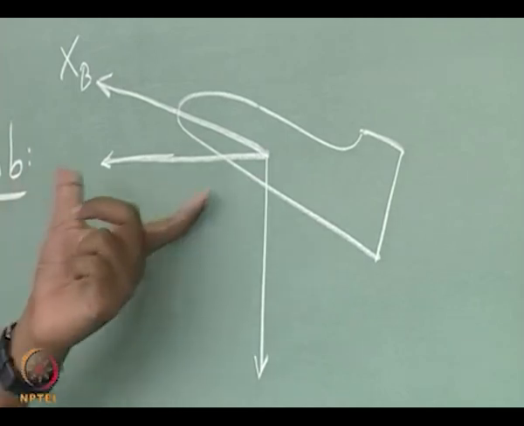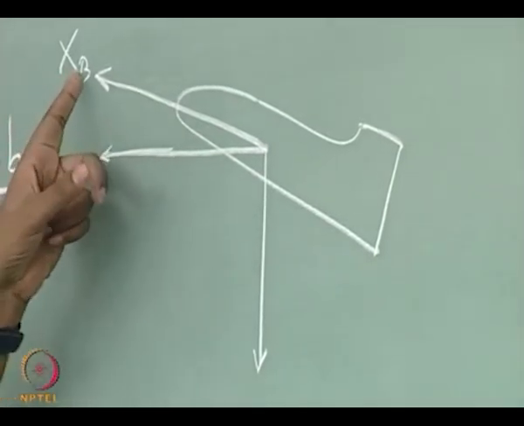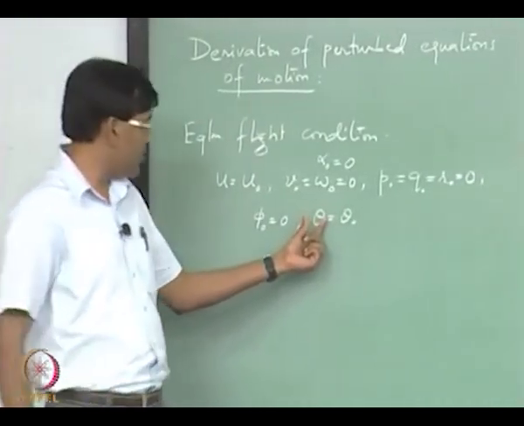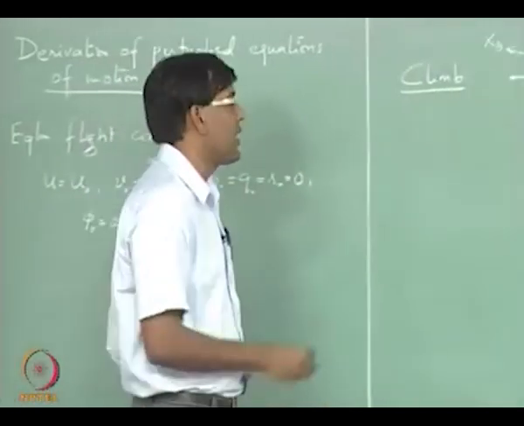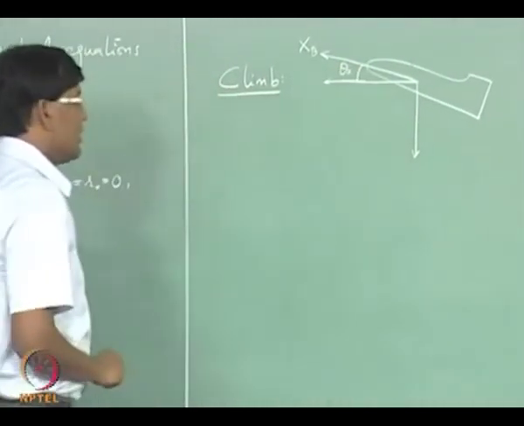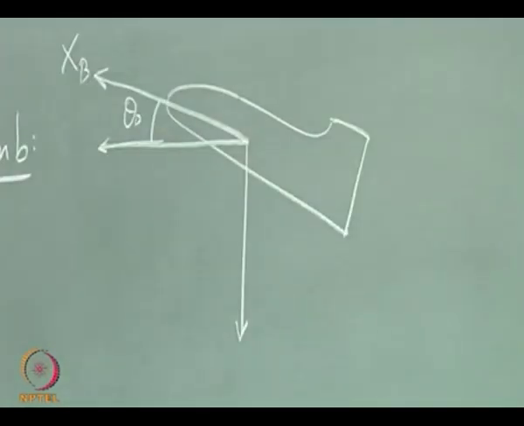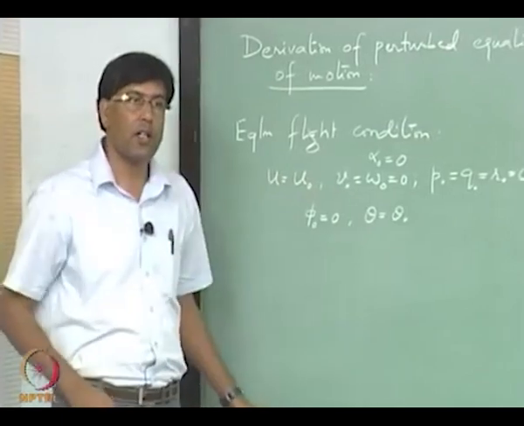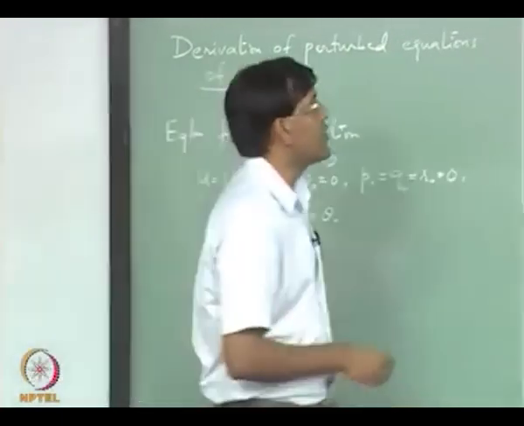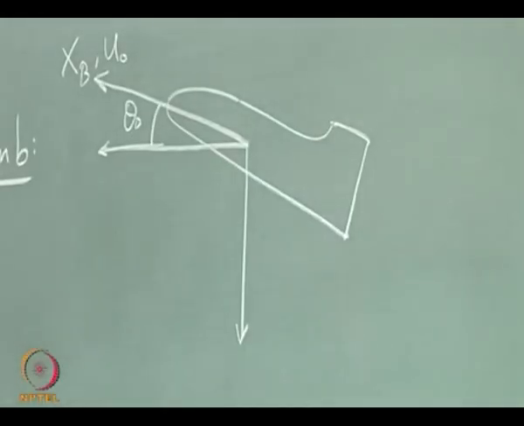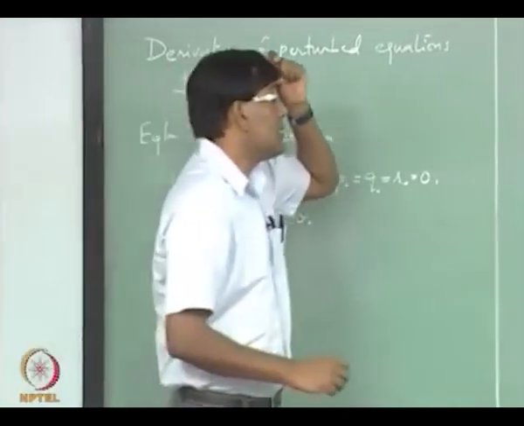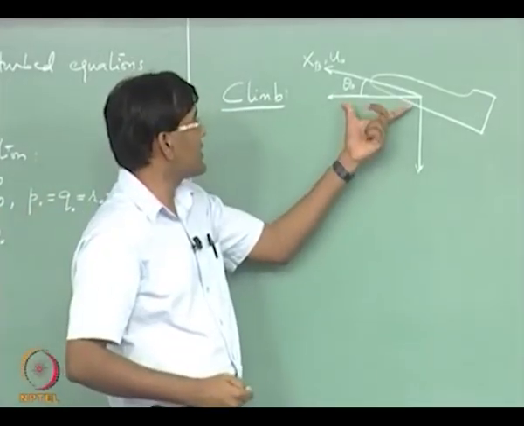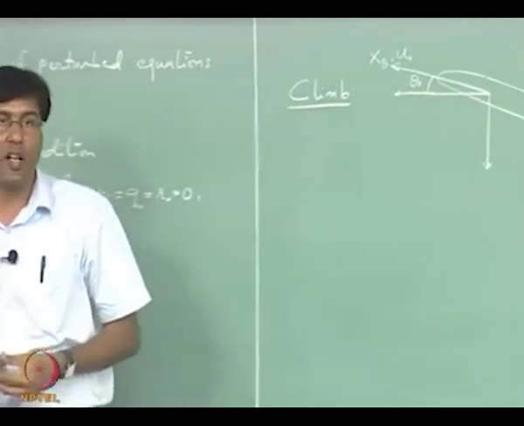So, from the local horizon, this axis xb is making an angle which is theta naught. I have taken this theta to be theta naught, which is the reference flying condition in the longitudinal plane. So, this angle is theta naught, and alpha naught is 0. U, V, W are all along the body fixed axis. So, you will have U naught in this direction, W naught is 0. So, the aircraft is actually flying along its nose, but is at an angle theta naught with respect to the local horizon. So, it is climbing.